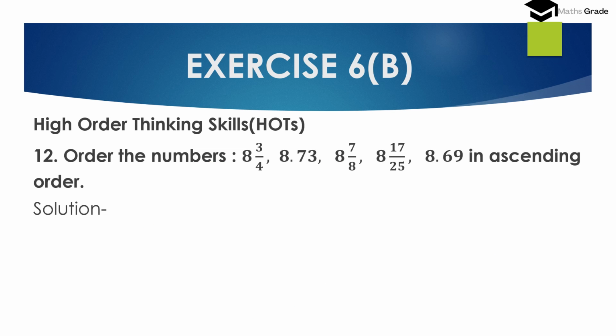Now question number 12, a high order thinking skill HOTS question. Order the numbers 8 and 3 divided by 4, 8.73, 8 and 7 divided by 8, 8 and 17 divided by 25, and 8.69 in ascending order, that is from smallest to the largest decimal. Here all these decimals have 8 in the whole number part.